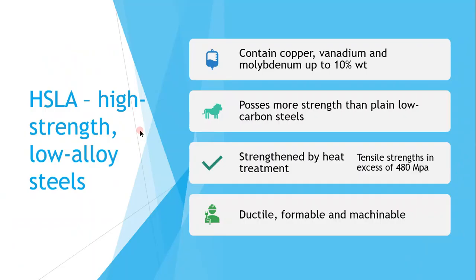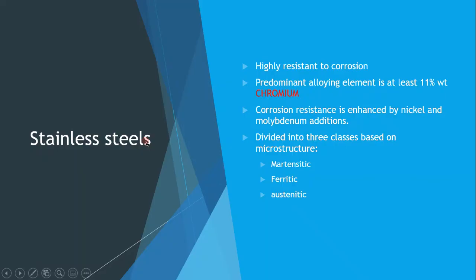So another one that we should have considered slightly earlier are high-strength, low-alloy steels, which contain copper, vanadium, and molybdenum with up to 10% weight. These possess more strength than plain low-carbon steels. They are strengthened by heat treatment, and remember that low-carbon steels can't be strengthened by heat treatment, and they can reach tensile strengths in excess of 480 megapascal. They're ductile, formable, and machinable, but of course, they're going to be more expensive. But if you want something that's sort of like low carbon, but you want to weld it, then you should go for high-strength, low-alloy steels.